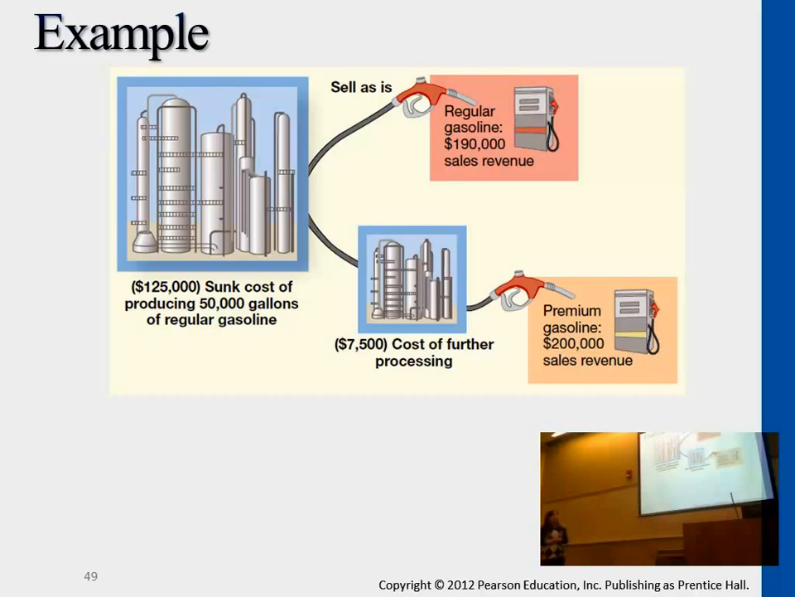So you use that sunk cost and you produce 50,000 gallons of regular gasoline. And now you have two alternatives here. You can either sell it as it is right now as regular gasoline, assuming they did analysis and they project that the revenue is $190,000. You have another option: spend more money on processing further, some of the tools or other techniques, and you spend $7,500. This cost is to process it further into premium gasoline. And you project that you're getting sales revenue of $200,000 out of that. So these two ways, if you were the manager, which one would you suggest?